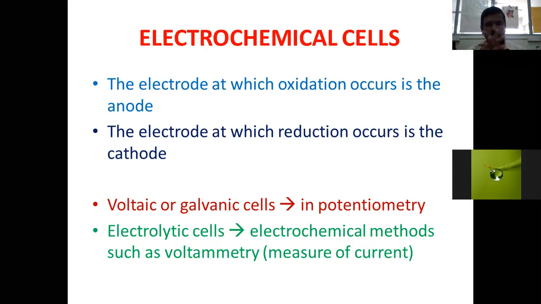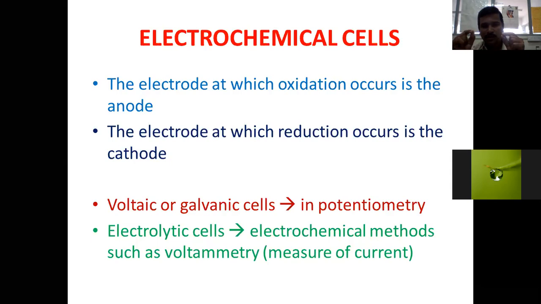A very simple example to elaborate the discussion on voltaic or galvanic cells is potentiometry. Take the potentiometric titration of iron using cerium. What will you be doing? Iron 2 is the reducing agent, cerium 4 is the oxidizing agent. You will be converting iron 2 to iron 3 and cerium 4 to cerium 3. There is a generation of potential difference, which is electrical energy, due to the chemical reaction between iron 2 and cerium 4.